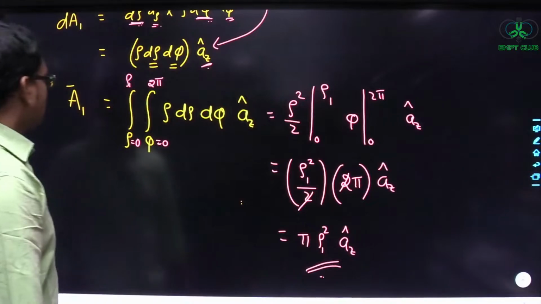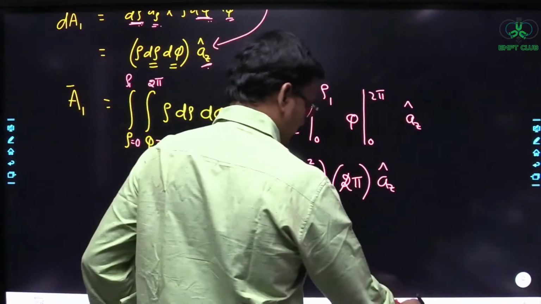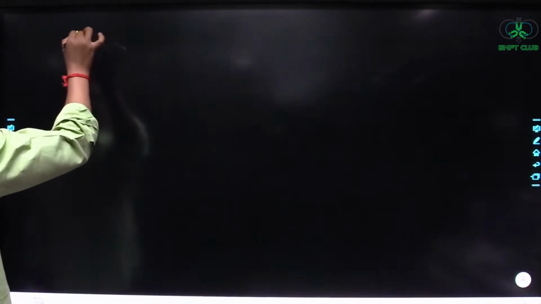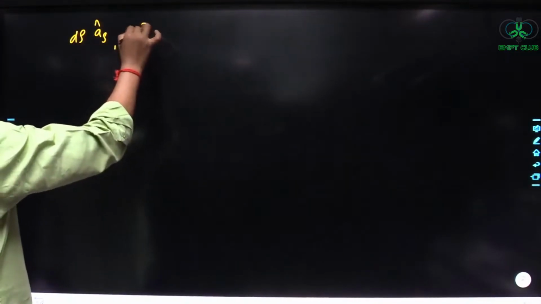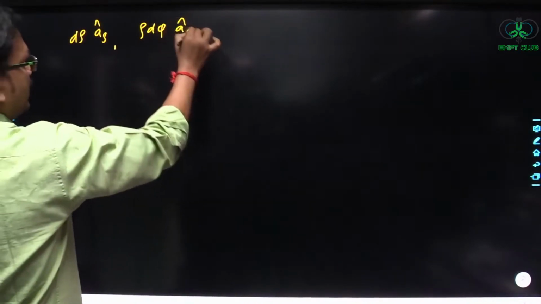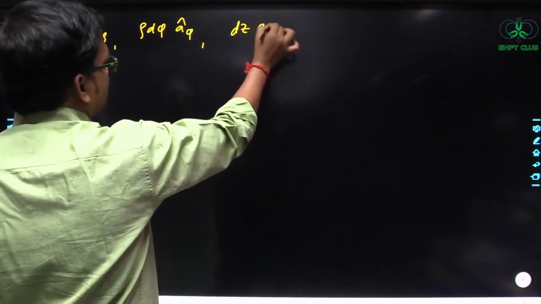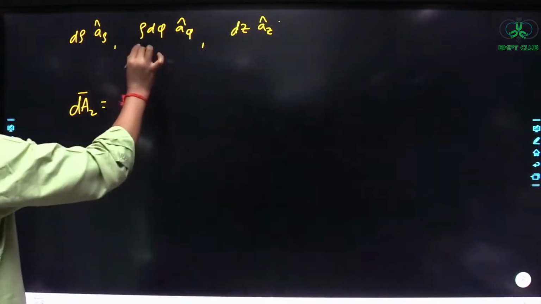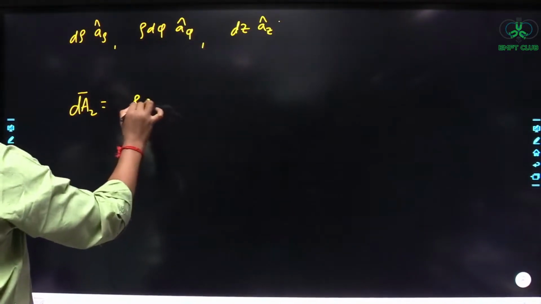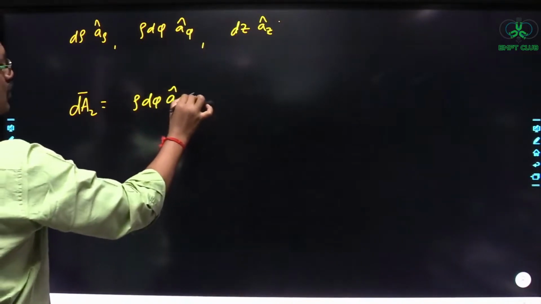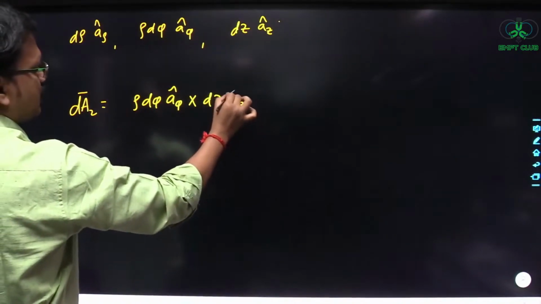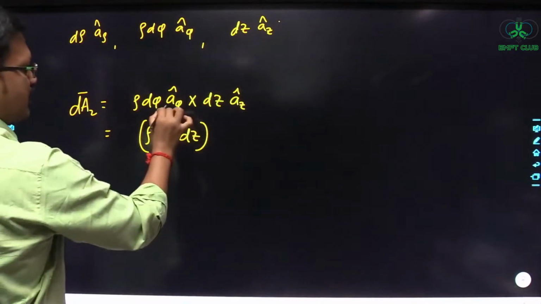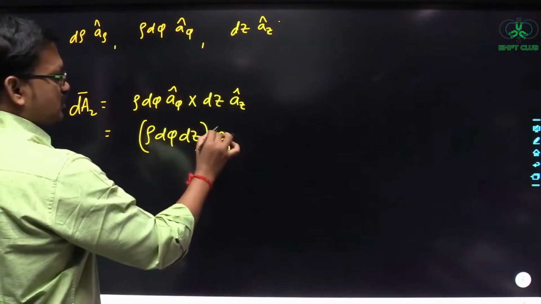Okay. So similarly, we try to determine another differential area. So always write down the differential lengths here: d rho a rho cap, rho d phi a phi cap, and dz az cap. Next, differential area dA2 bar is equal to the cross product between these two. What are you going to get? Rho d phi a phi cap cross dz az cap, which is equivalent to rho d phi dz times a phi cap cross az cap, which is nothing but a rho cap.